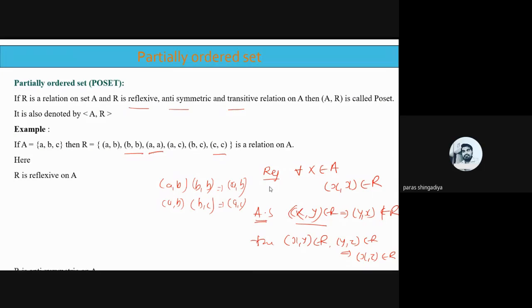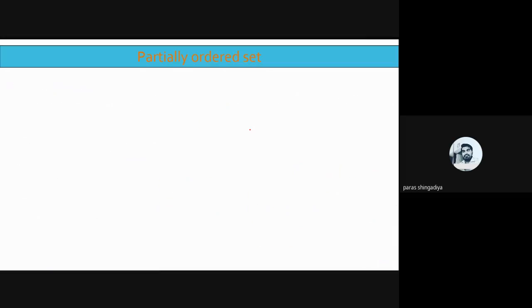So it is reflexive, antisymmetric, and transitive. So we can say that (A, R) is a partially ordered set. This way we can verify whether it is a partially ordered set or not. You just have to check the reflexive condition, antisymmetric, and transitive. Okay. And for these definitions, we considered this example in the last lab.